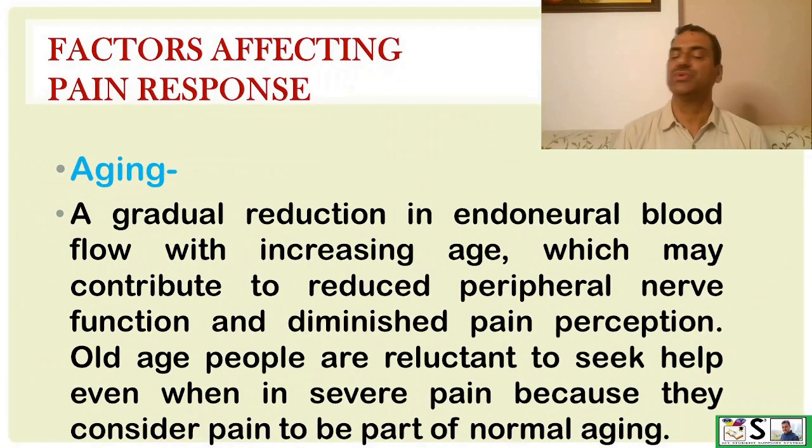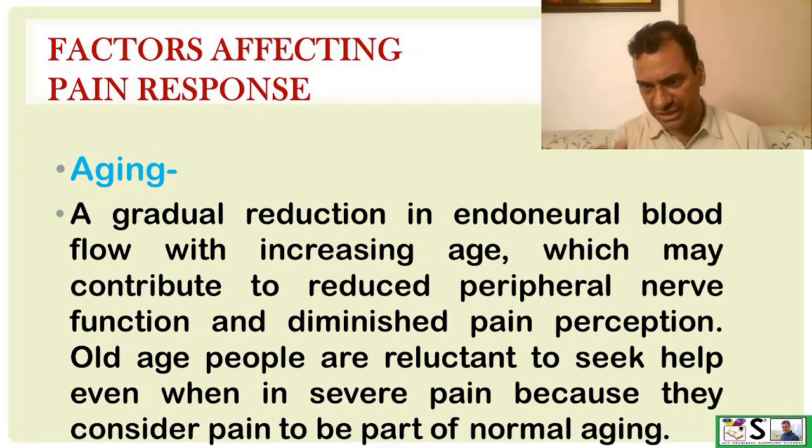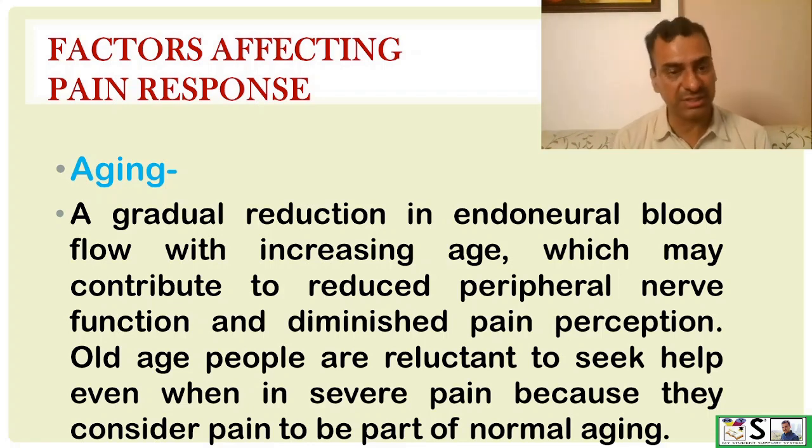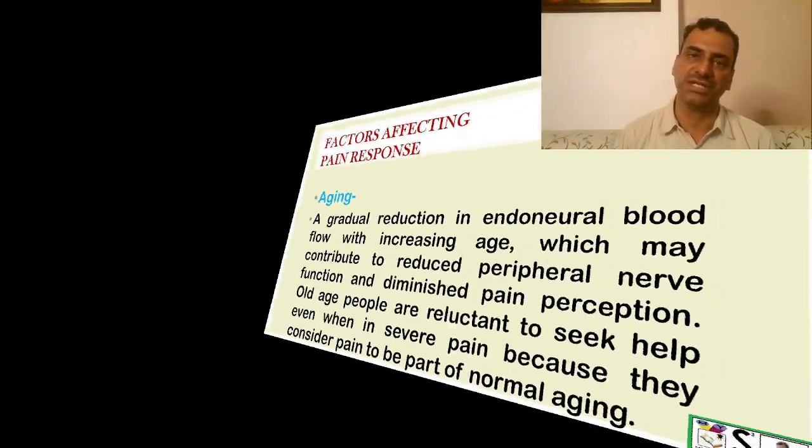Aging. A gradual reduction in endoneuronal blood flow with increasing age may contribute to reduced peripheral nerve function and diminished pain perception. Old age people are reluctant to seek help even when they are in severe pain because they consider pain as part of normal aging.